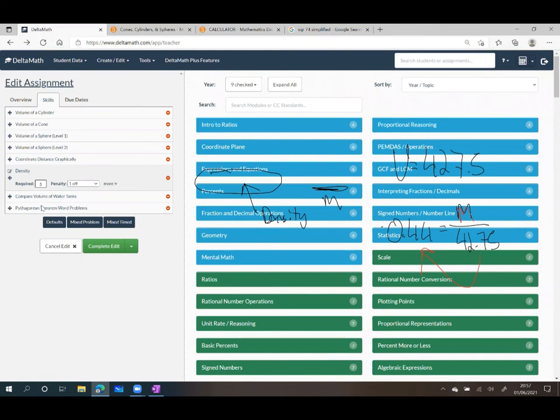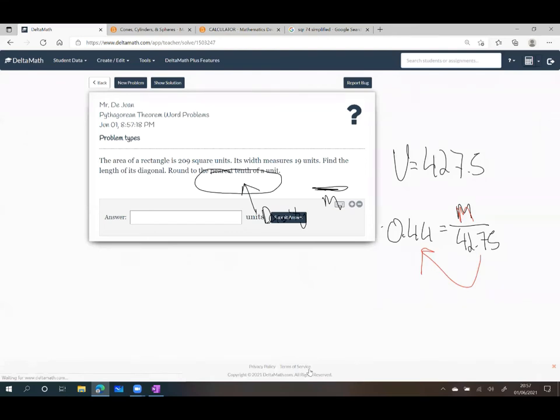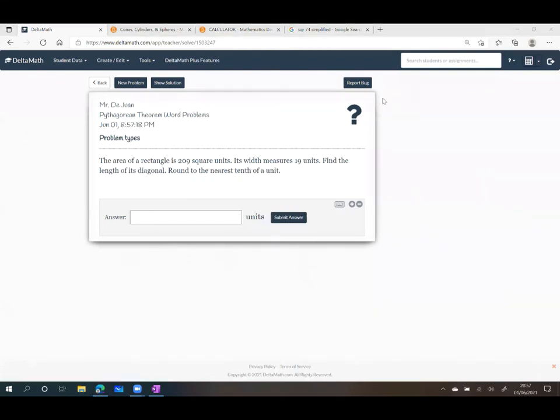Okay, now I'm going to do the water tanks last, because that's a little bit of a longer one, but let's look at Pythagorean. All you must do here is use the distance formula, otherwise known as Pythagorean, and interpret the following situation. The area of a rectangle is 209. The width is 19. And we are looking for the missing value here, but it wants us to find the diagonal length.